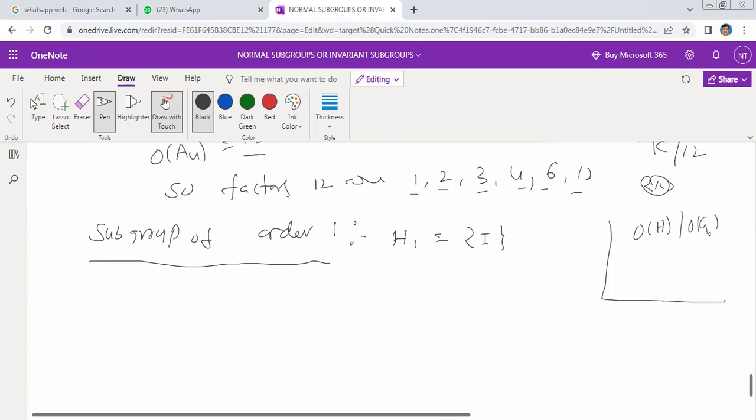Order of a subgroup always divides the order of G, Lagrange's theorem. One more thing, order of an element: if A belongs to G, order of A divides what? Order of G.